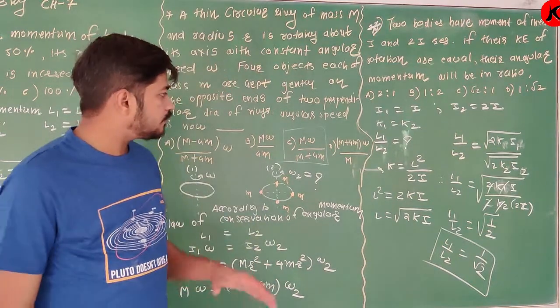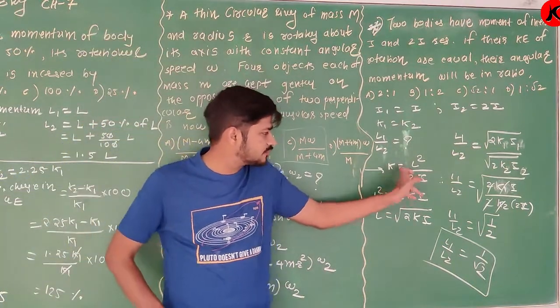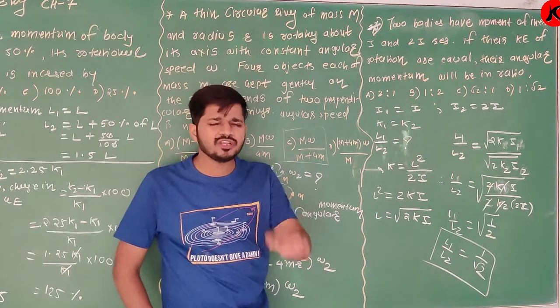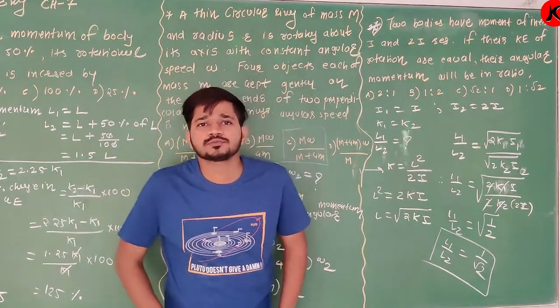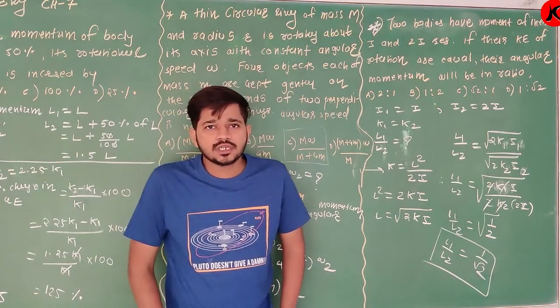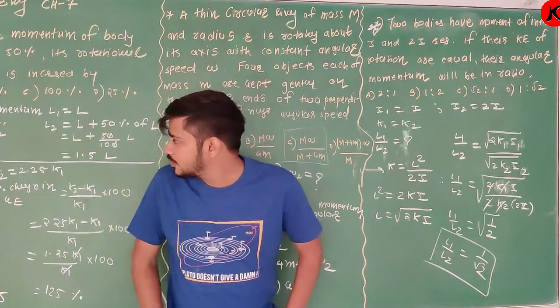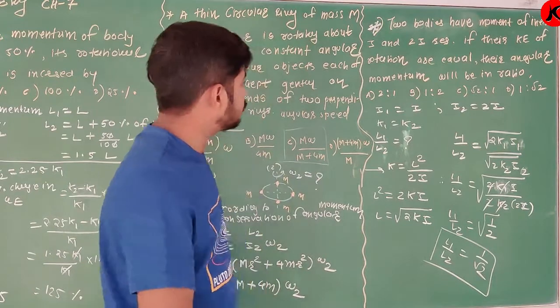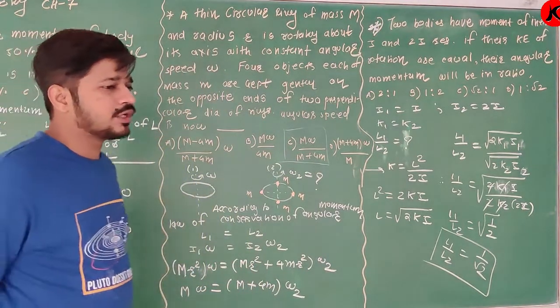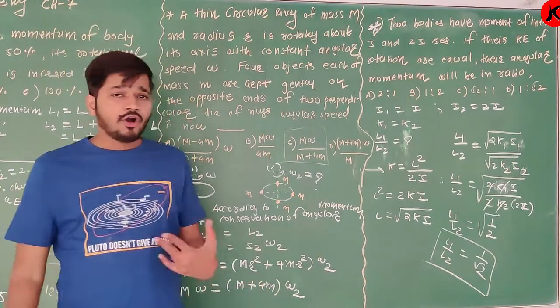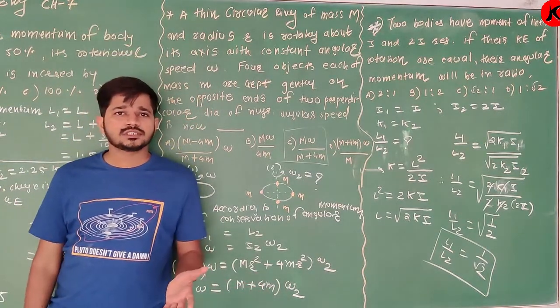So if you know this relation, K is equal to L square upon 2I, you can easily solve this question. Clear about this? So this is how to solve some MCQs. If you know the equations, if you know the concept, if you know each and every law, then you can easily solve questions.